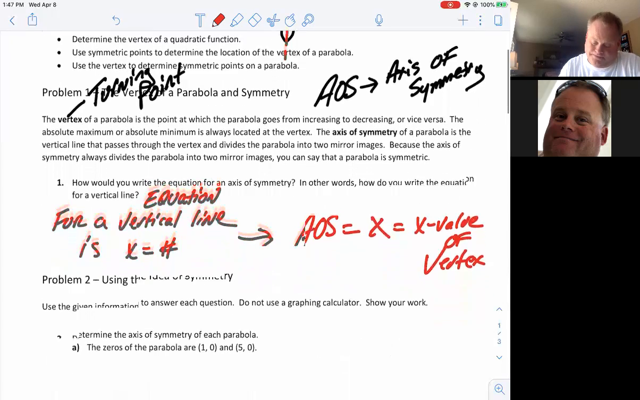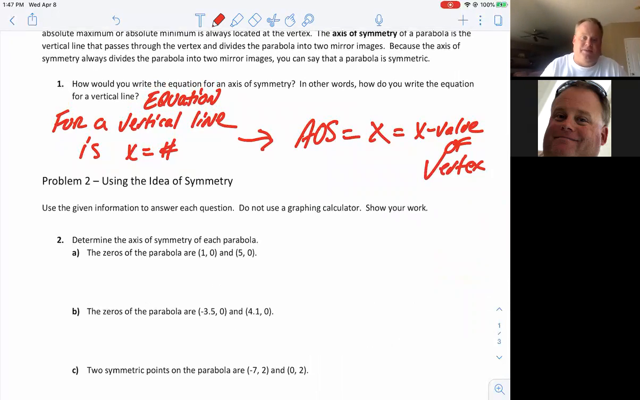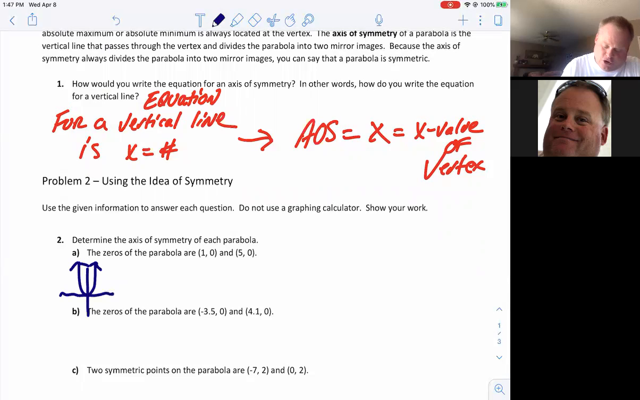It says, using the idea of symmetry, use the given information to answer each question. Do not use a graphing calculator. Show your work. It says, determine the axis of symmetry of each parabola. The zeros of the parabola are at (1, 0) and (5, 0). I'm thinking about a parabola that goes through a graph that looks like this. So I know my zeros are 1 and 5. Since this is symmetric, those are an even distance away from the axis of symmetry. The distance from 1 to the axis of symmetry is the same as the distance from the axis of symmetry to 5.